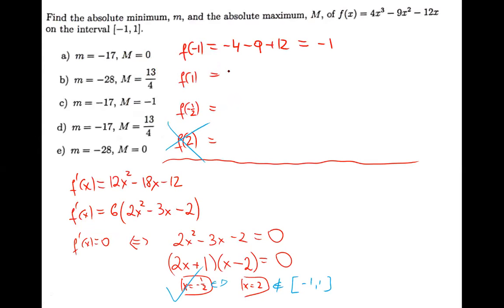Okay, 1, I will substitute 1. 4 minus 9 minus 12. -5, -17. Okay, and let's put -half. -half cubed will be -1/8.